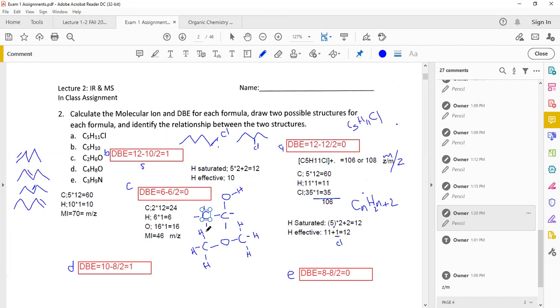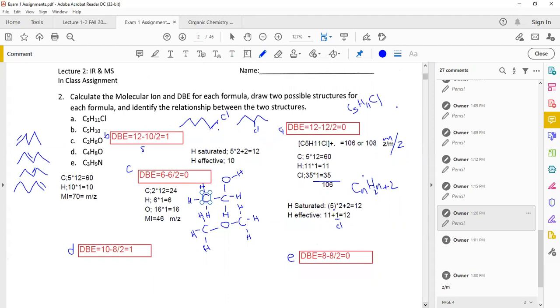Finish the drawing. Any questions with these ones? I'm going to do the one that has the nitrogen to see the difference, and then I go for another problem, okay? Any questions? No? Okay. Let's do the E.